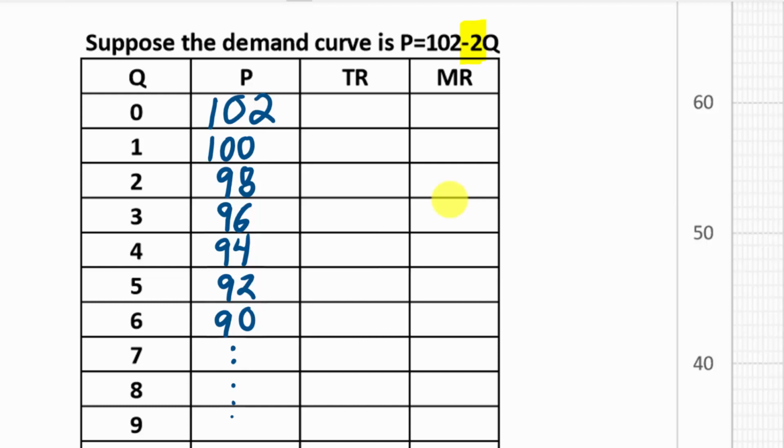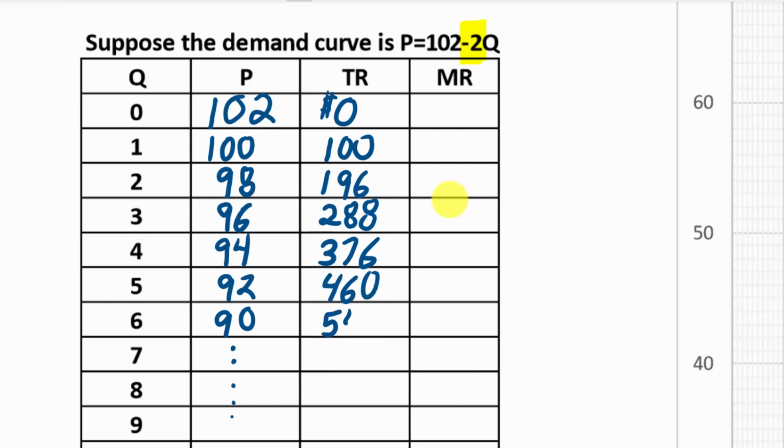Now let's calculate the total revenue for each of these combinations. Well, the total revenue, 0 times 102, will be $0 in total revenue. 1 times 100, 2 times 98 is $196. 3 times 96, $288. 4 times 94 is $376. 5 times 92 is $460. 6 times 90, $540, and so on.